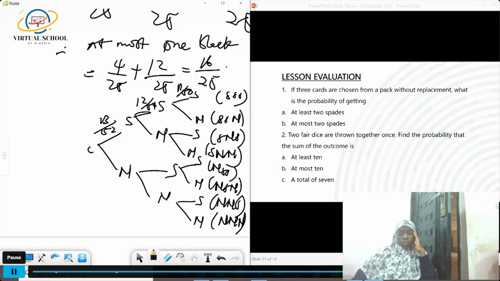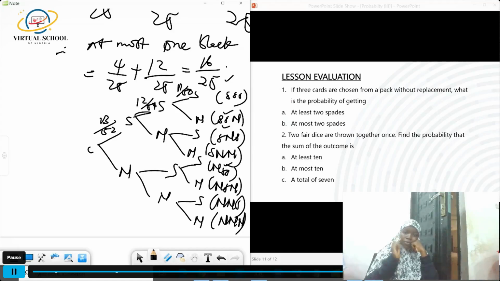Now, the probability of picking at least 2 spades. Now check the ones where you have at least 2 spades. I think the first one has 2 spades. Now we have SS here. We still have SS here. We are only having 1 spade in others. They say at least 2 spades. We have SS here. Now you calculate their combined probability, and that will give you the probability of getting at least 2 spades.